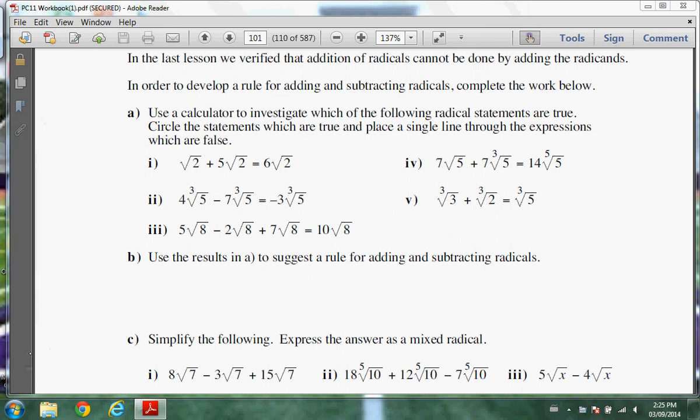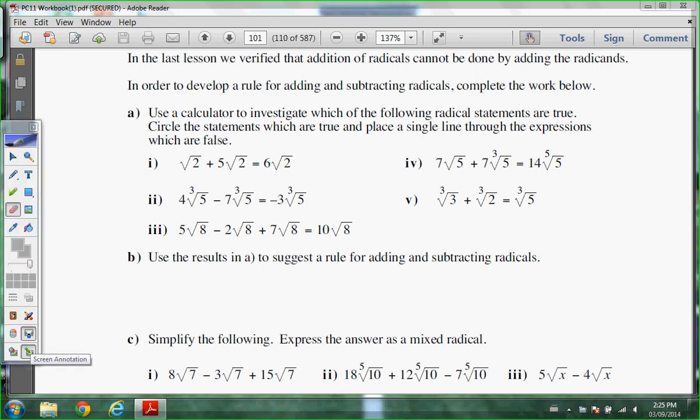All right, so Unit 1, Lesson 2. And so this one's just about adding and subtracting, like I said. What you're going to do is go through, it wants you to use your calculator, and it wants you to just try to investigate whether these are true or not. So what that means is you're going to put this one in your calculator, and then you're going to put this one. You're going to see if they're equal. Okay, et cetera, et cetera.